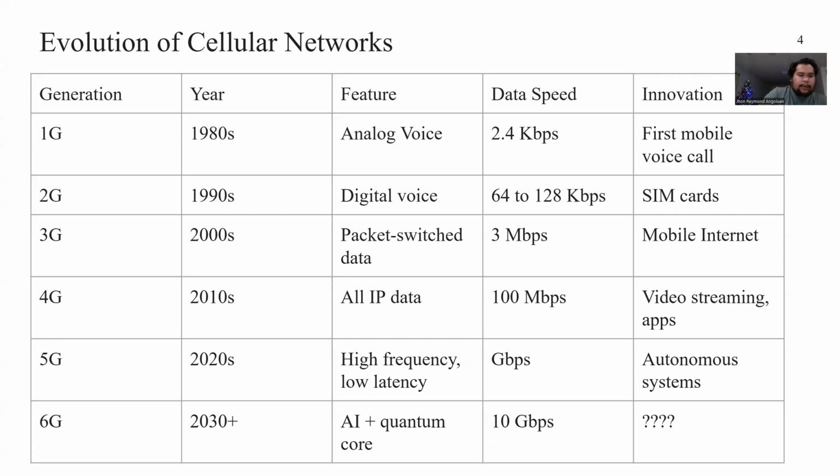Now we have 5G, created in the 2020s. It's high frequency, low latency, and has a speed around 1 gigabit per second. It's mainly used in autonomous systems, which began using 5G, and also IoT. 6G is expected in the 2030s. Key features kind of integrate AI and quantum core, and its theoretical speed is 10 megabits per second.